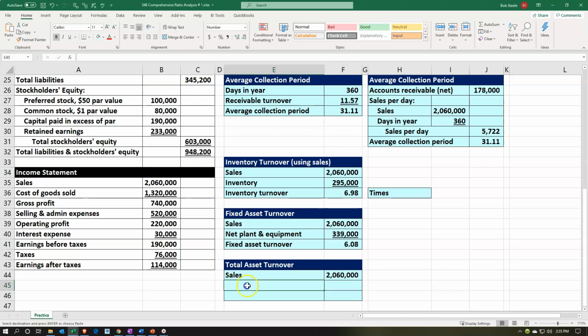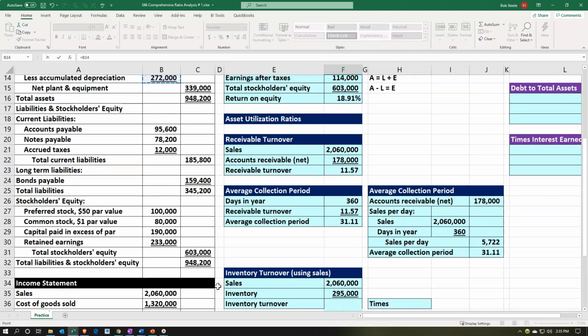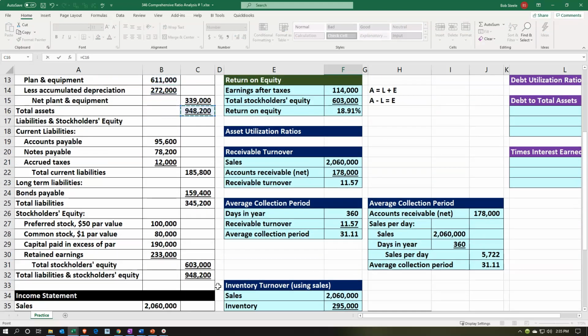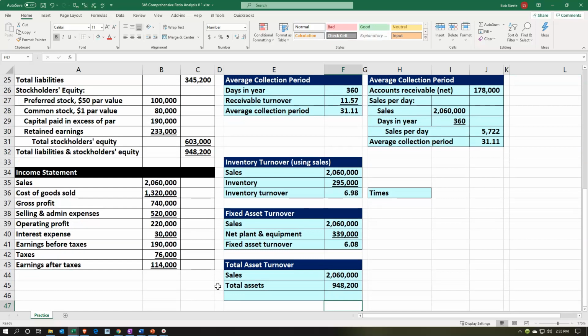We're going to compare that to the total assets. Once again, we have an income statement account and a balance sheet account. Therefore, you might see this formula represented as sales divided by the average total assets, most common average being beginning assets plus ending assets divided by 2. So we'll then pick up the total assets. Total assets are going to be this 948.2, and that's going to give us our total asset turnover. So the total asset turnover then is going to be equal to the sales divided by the total assets.